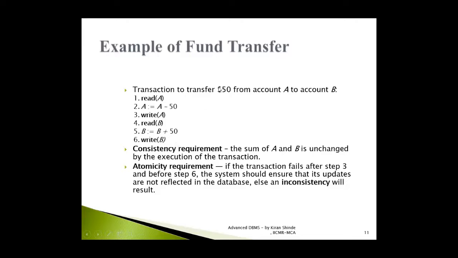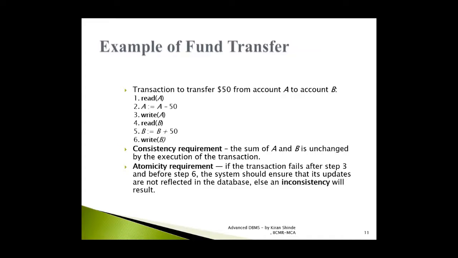Now, what is the consistency requirement? At the beginning we have to analyze this requirement, and then after the result we need to cross-check whether it is fulfilling this requirement or not. So the requirement here is that the sum of A and B is unchanged by the execution of the transaction. Initially, if we assume that the balance of account A is 100 and account B is also 100, then the initial sum is 200, and at the end of this transfer, again the sum should be preserved.